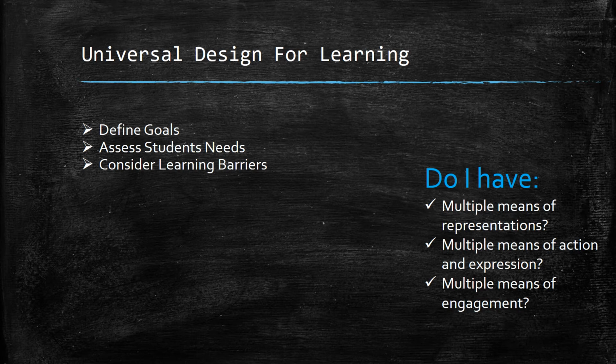When you're making your modifications, ask yourself, do I have multiple means of representation? Do I have multiple means of action and expression? And do I have multiple means of engagement?